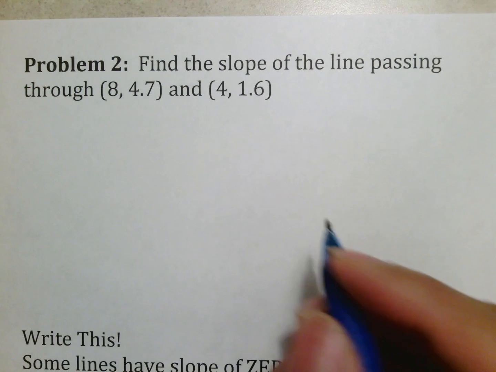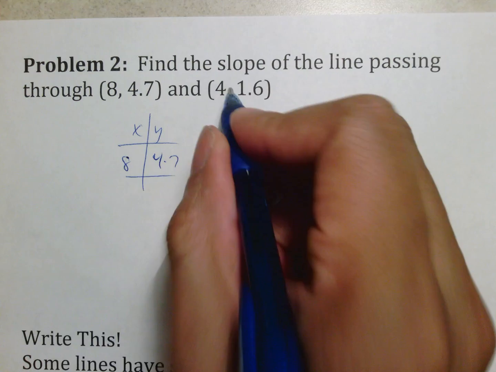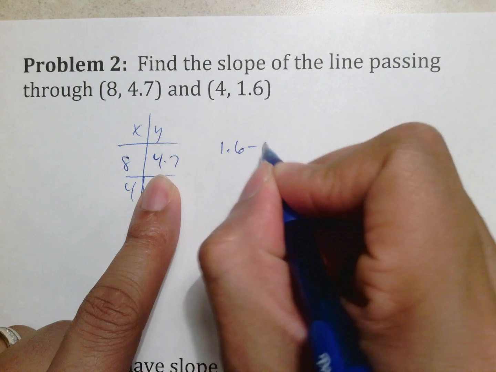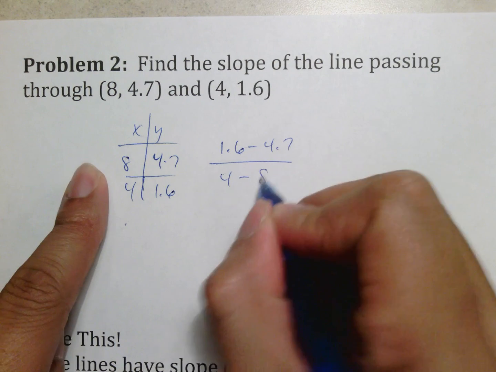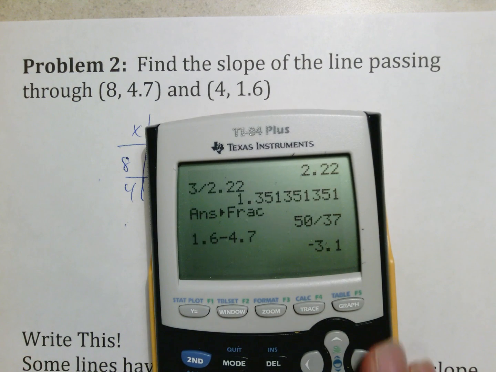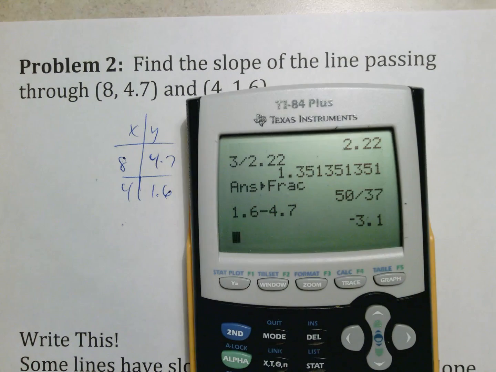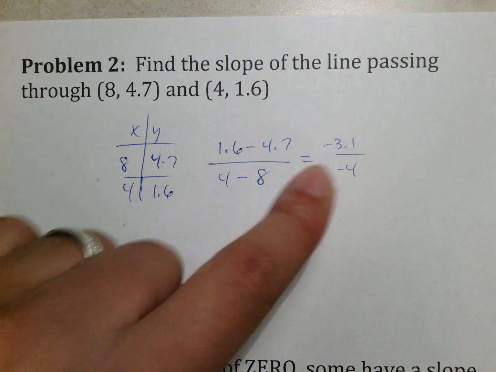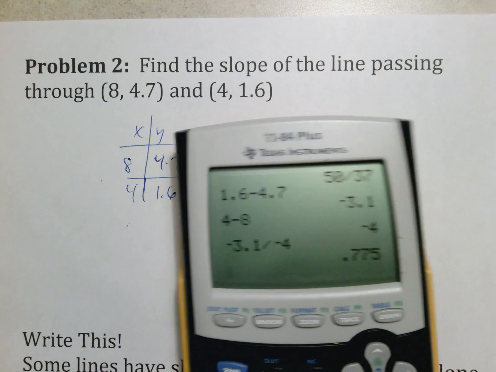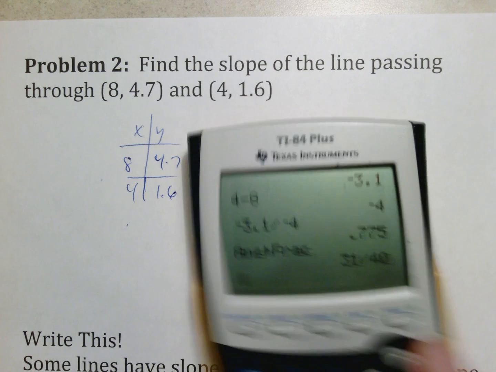Problem 2, again, just watching this for a second. Make your XY table. 8 and 4.7 go here. 4 and 1.6 go here. And again, in this situation, we do this minus that over this minus that. 1.6 minus 4.7, which is -3.1. 4 minus 8 is -4. If you don't know that, then just go ahead and type in 4 minus 8 for yourself. And again, now we have to divide this. -3.1 divided by -4, which gives me 0.775, which again, because this is a decimal, usually works. Let's see if this is a fraction. Look at that. Positive 31 over 40.